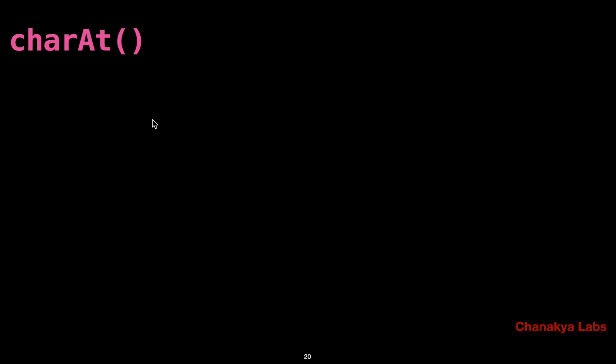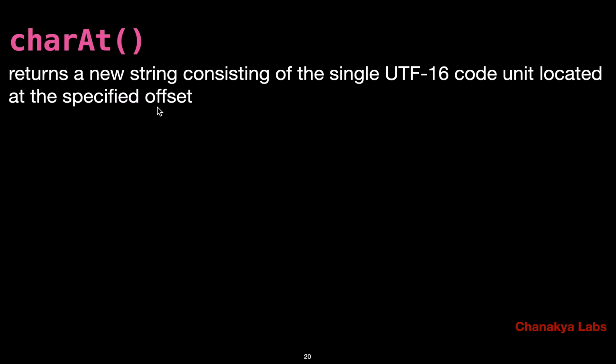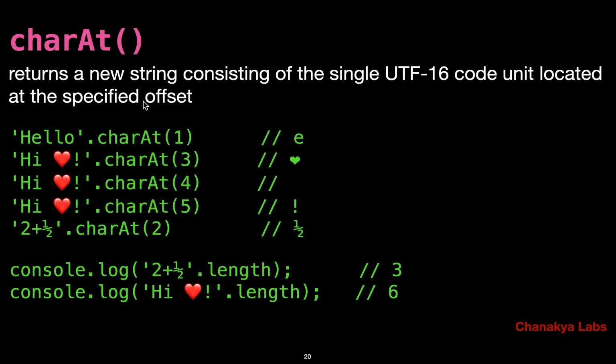charAt basically returns a new string, which is the character at the specified position. So for example, let's say I have hello.charAt(1). Now you start counting 0, 1, at index one, what character is there? E, and that's why I get E, right? If I do charAt(3), 0 1 2 3, yeah, 3, so it is giving you a heart symbol. But actually I'm just giving you an example for the fun of it.